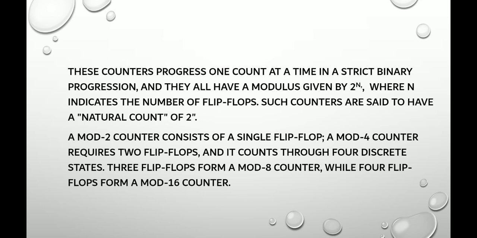For example, a counter having a modulus of 3 or 5 would be useful. A smaller modulus counter can always be constructed from a larger modulus counter by skipping states. Such counters are said to have a modified count. It is first necessary to determine the number of flip-flops required. The correct number of flip-flops is determined by choosing the lowest natural count that is greater than the desired modified count. For example, a mode 7 counter requires 3 flip-flops, since 8 is the natural count greater than the desired modified count of 7.